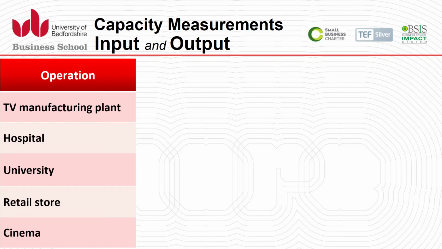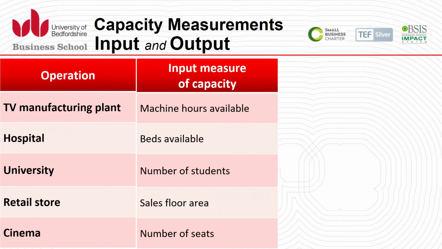Let's take the operations of a number of organizations. Here we take the sector of, let's say, manufacturing, a plant manufacturing TV sets. We take the example of a hospital as a service provider, a university, a retail store, and then for entertainment, we take the example of a cinema. Now we have to see the input measure of capacity in these five chosen organizations for their operations.